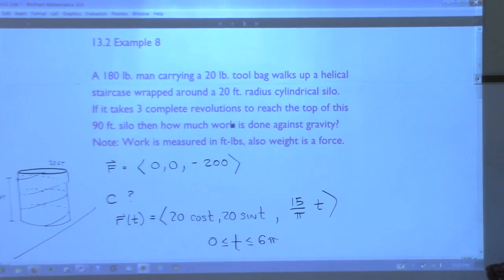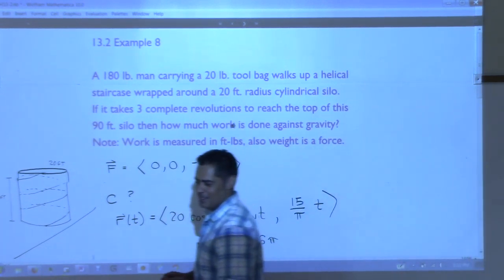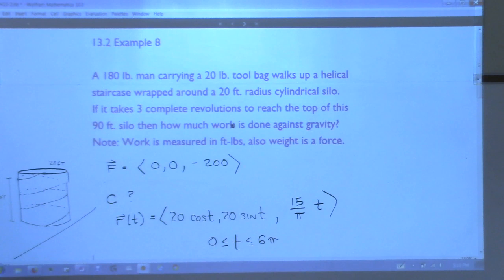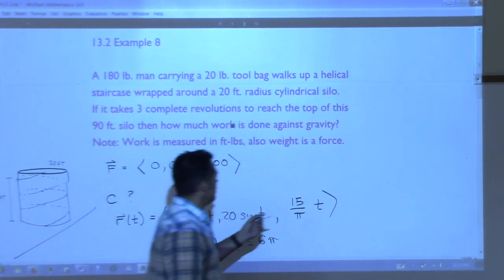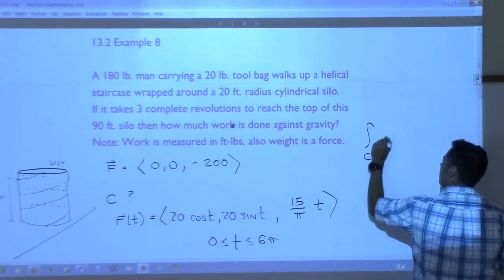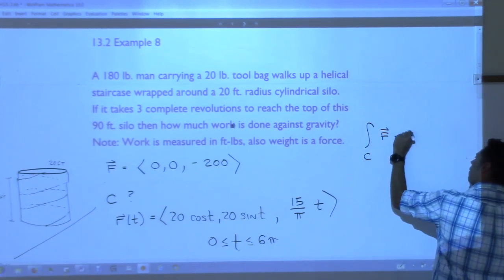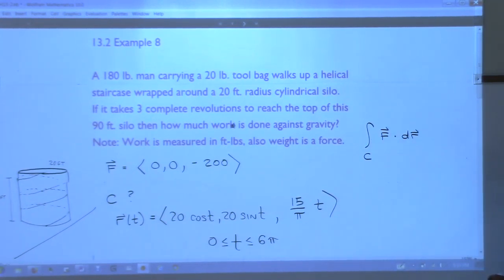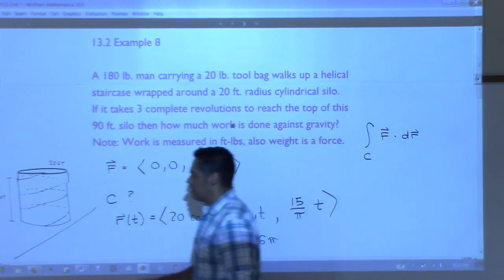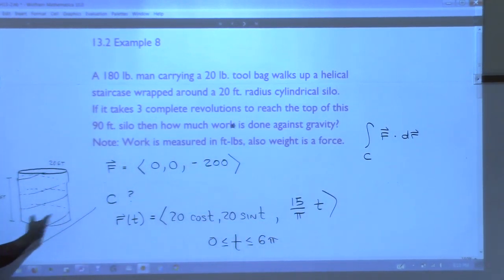Way overthinking. Okay, we good? Now, let's set up the integral. We want the integral over C of F dot dr. That's what we want, right? That's going to give us our work. But do you see why in physics they tell you not to worry about what's going on left and right? They only tell you to worry about what's going on up and down?